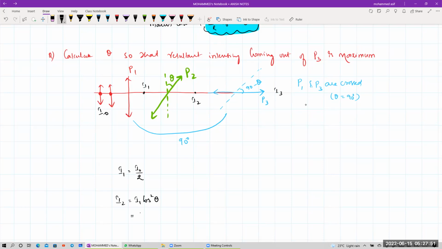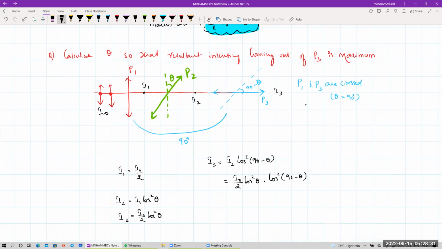So what is the value of I1? I1 is equal to I naught divided by 2 into cos square theta, which is your value of I2. Now tell me I3. I3 will be equal to I2 into cos square of the angle between them. Here how much angle are we rotated? 90 minus theta. So I3 will be equal to I2 into cos square 90 minus theta. Substitute the value of I2 from this one. So I3 will be equal to I0 divided by 2 into cos square theta into cos square 90 minus theta.